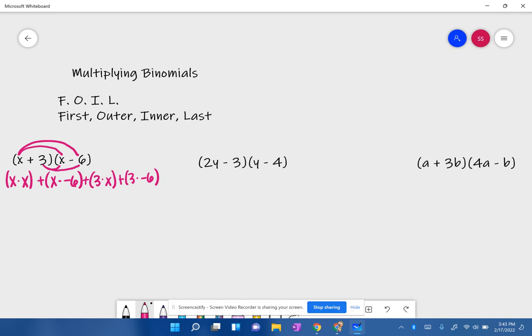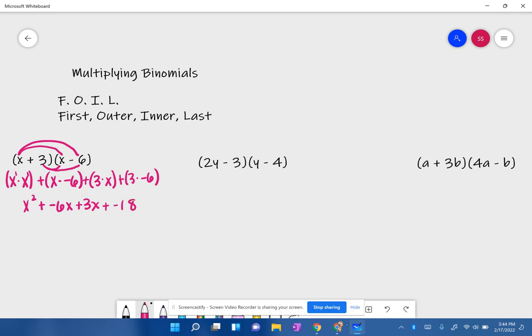So then we just need to multiply all of these things together. x times x, if we remember our exponent rules, they both have a power of 1, so you add your powers together when you multiply. So that would be x squared, plus negative 6 times x is minus 6x, and 3 times x is plus 3x, and 3 times negative 6 is negative 18.